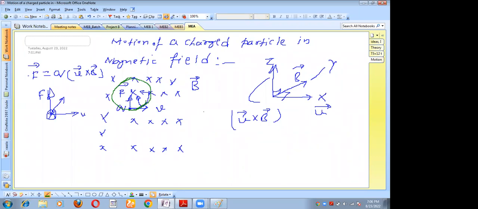Since force is always perpendicular to the velocity, if the particle moves like this, then force will act like this. If the particle is moving like this, then force will act like this. The particle is here, force is here. The force is always towards a common center. That's why the trajectory or the path of the charged particle will be circular. Understood it?